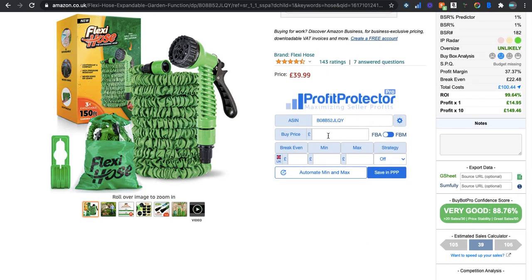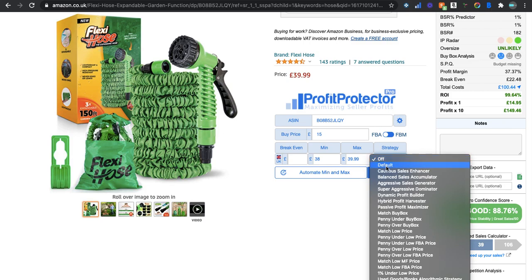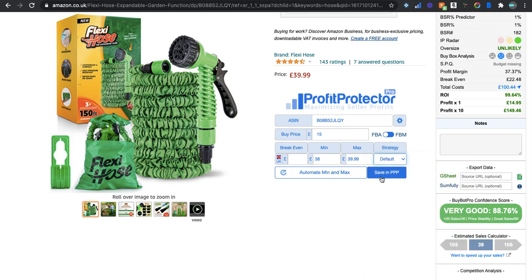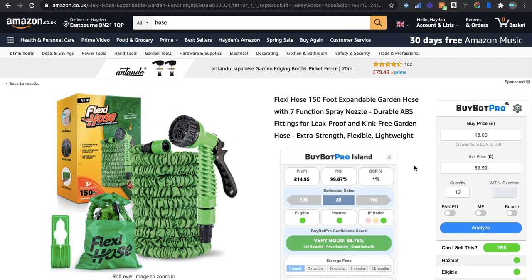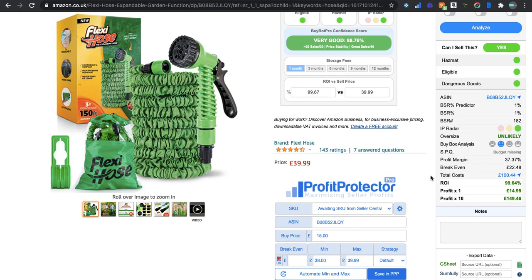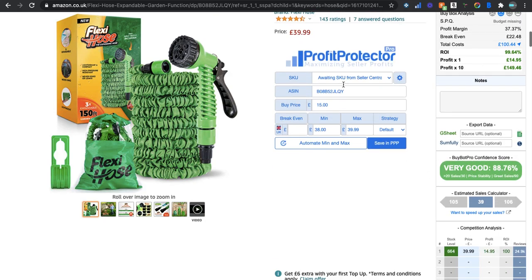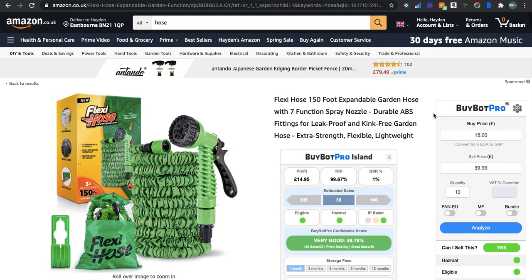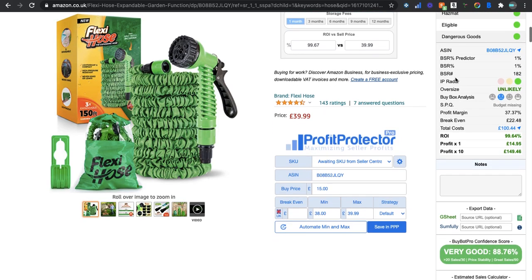This is Profit Protector Pro, which means, I'll show you quickly. If you have a Profit Protector Pro account, you can just type in the buy price there, type in your minimum, say 38, and then 39.99, rather than having to go out of it into a separate repricer. You can just click that, and then it's done automatically. So it's a great tool, but we're not going to go into it in detail. Those of you who haven't used old repricers, you don't know how amazing it is to have it on the product page rather than having to go out onto another repricer separately. So that's the start of analysing the deal.